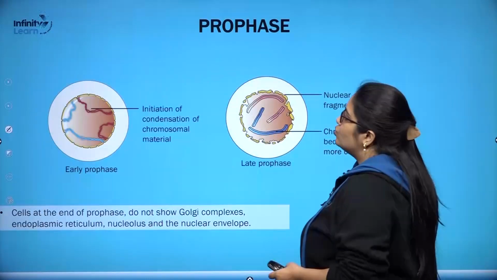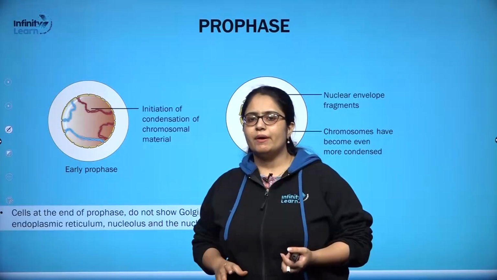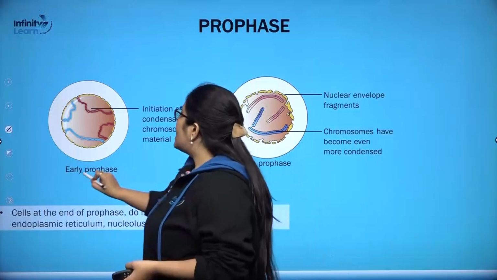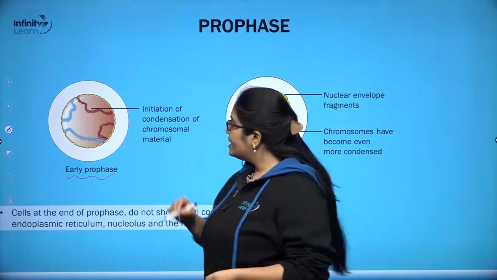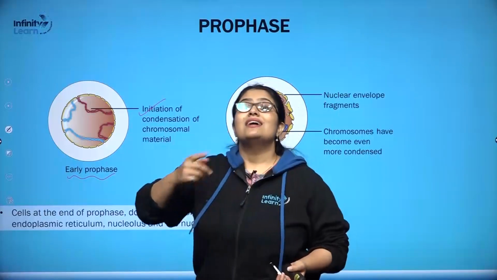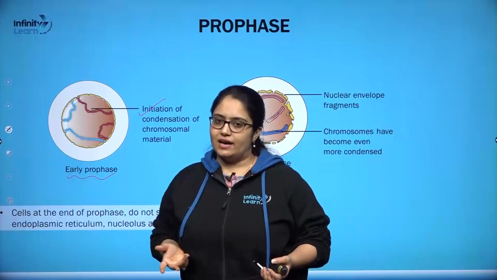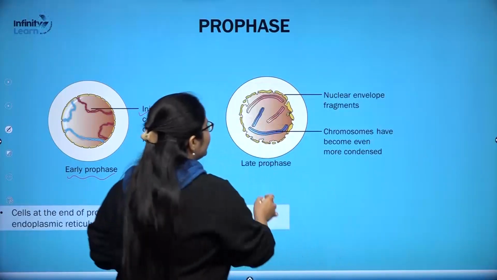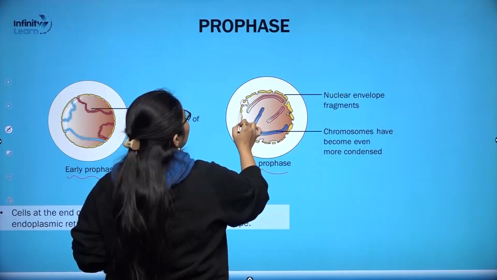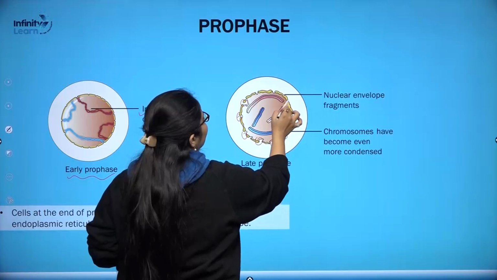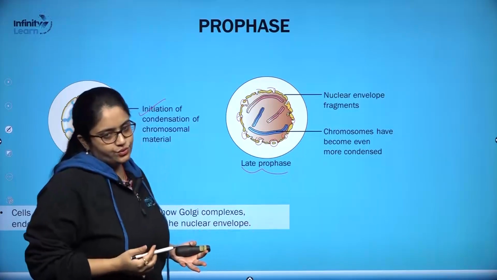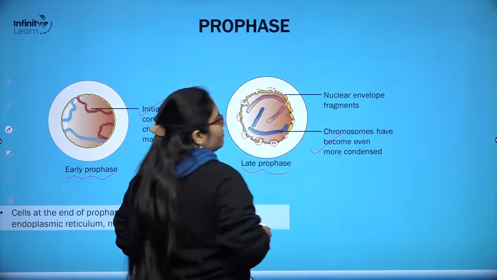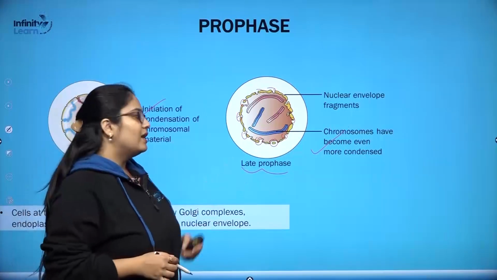Next, my dear students, this is an NCERT diagram. You must remember how a cell looks when it is in early prophase and when it is in late prophase. So this is how a cell looks in early prophase. You can see the initiation of condensation of chromatin material into chromosome has started, and here you can still see the nuclear membrane. But in late prophase, you can easily see that the nuclear membrane has been fragmented. It has converted into fragments. It is not at all continuous. And you can see the chromosomes becoming more condensed during late prophase.